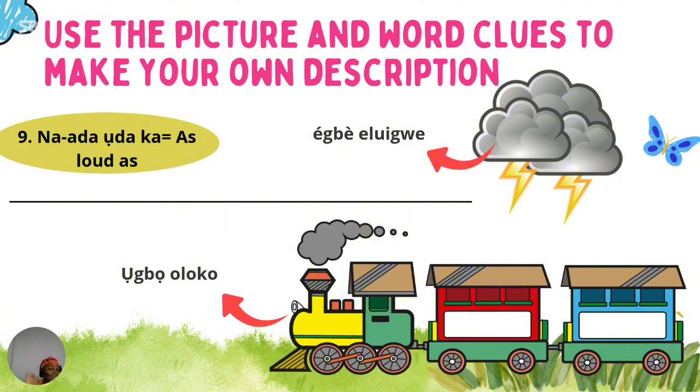Nadoda means as loud. Something in it, something to down, that means it's loud. So if I say nadoda ka, it means as loud as. Okay, so look at the picture.